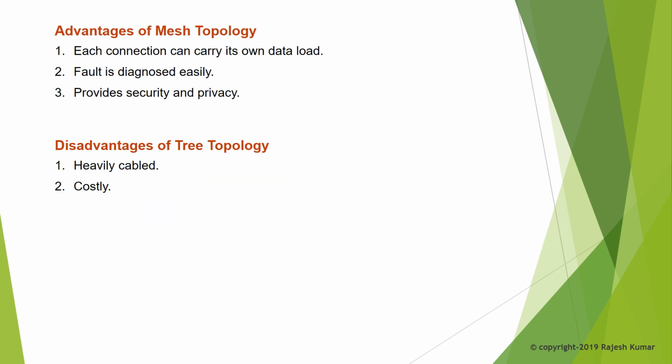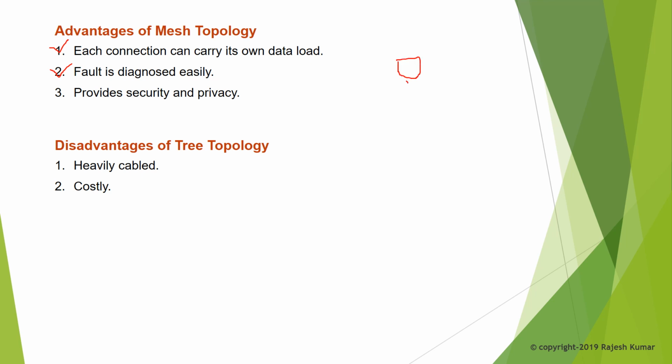Let's talk about some advantages of the mesh topology. The first and foremost advantage that I would like to discuss is that each connection has its own data to carry. That means every device in the network has separate connections and can send data separately. This also increases the privacy in the network. The second advantage is that fault tolerance and fault diagnosis are easy in this topology.